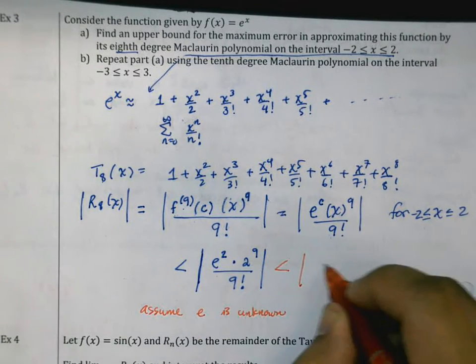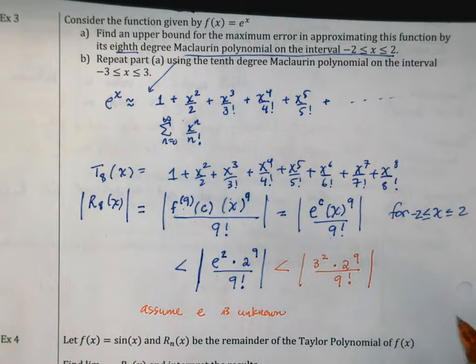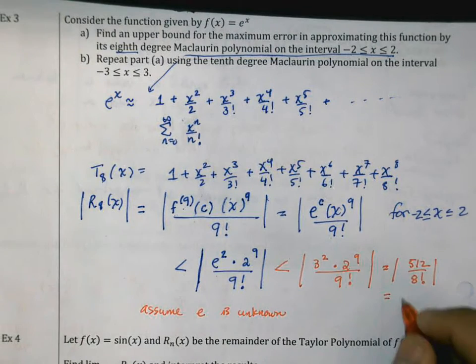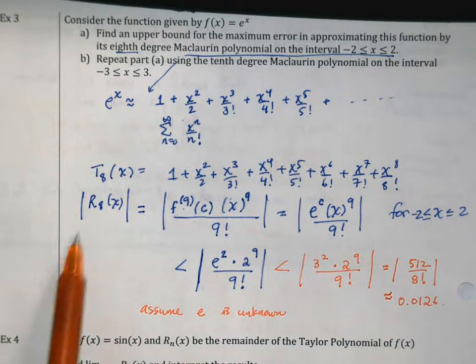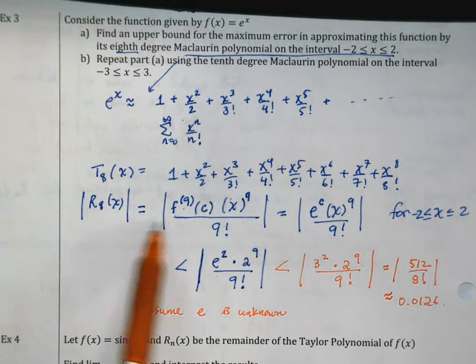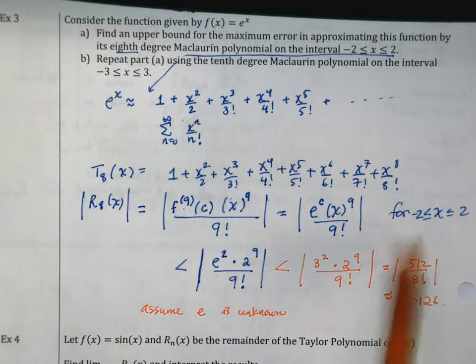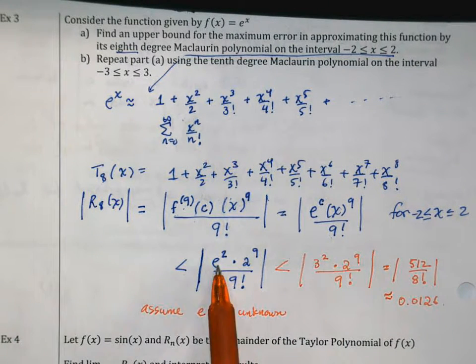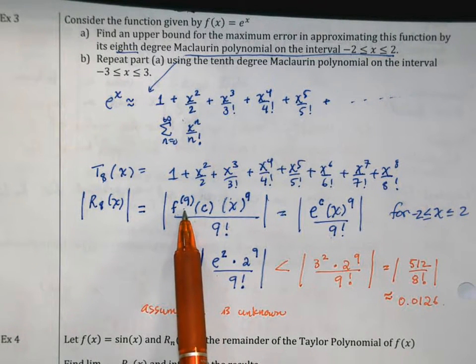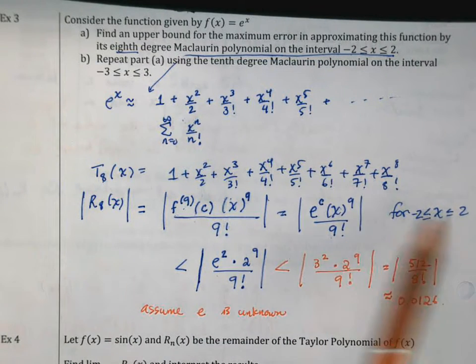So let's just say this whole thing is less than 3 squared, or 9, times 2 to the 9th over 9 factorial. Evaluate this out, and we will get 0.0126 and some other decimals, so this is approximate. The remainder term, or the error, is precisely equal to this expression according to Taylor's remainder theorem. We don't know what c is, but within this interval we can predict that it is no larger than e squared, because the 9th derivative of e to the x is e to the c, and the largest that this could be is if we put 2 in there.